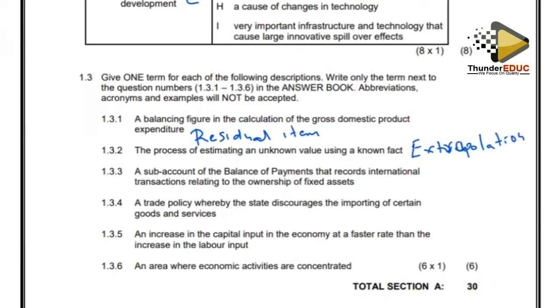Okay, right. So now, grade 12s, let's move on to the next question. We have 1.3.3: a sub-account of the balance of payments that records international transactions relating to the ownership of fixed assets. This is nothing but the capital transfer account.